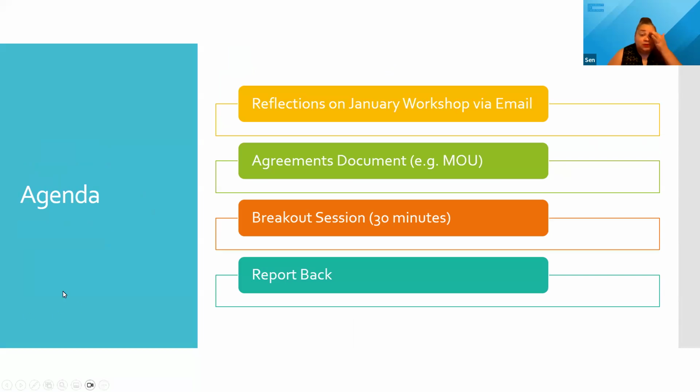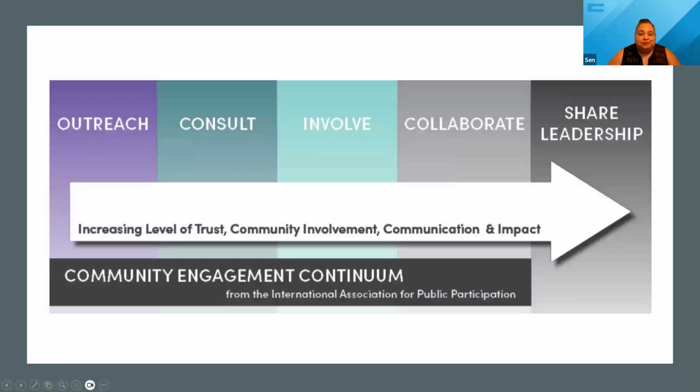And via email, we will share what we learned in the January 19th breakout sessions and in feedback from participants. Today's session is about tools for documenting and updating partnership agreements. And we're going to be using the Memoranda of Understanding as an example of a tool. Next slide, please. Oh, sorry, back one slide.